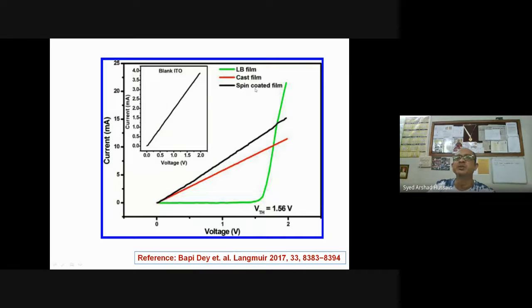In spin coated and cast film, from the very beginning it was showing linear behavior, ohmic behavior with conductive behavior. But when we prepared the device using LB technique, initially you see very high resistance, the current is very low, that means off. But after a certain voltage, say 1.56, it switches from off state to on state. So it gives the idea that when you assemble this material into LB films, it gives the opportunity to use it in a switching device, electrical switching. And later we applied this material to design a memory device also.